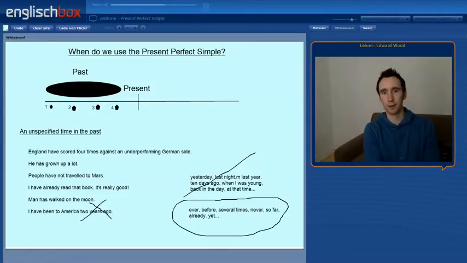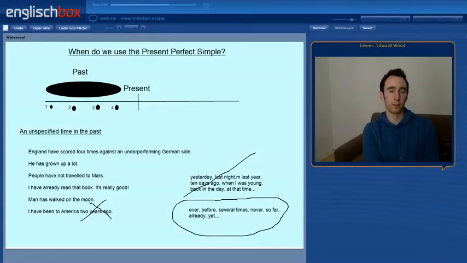So, the first example sentence. England have scored 4 times against an underperforming German side. He has grown up a lot. People have not travelled to Mars. I have already read that book. It's really good. And man has walked on the moon.